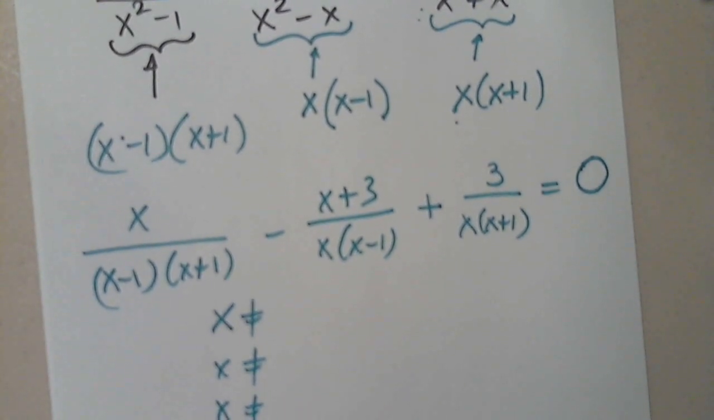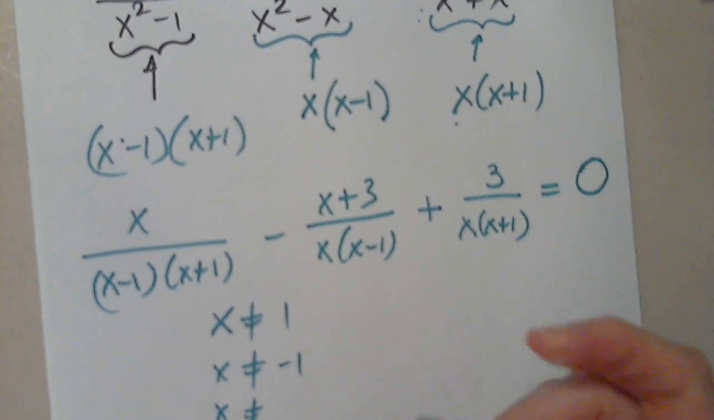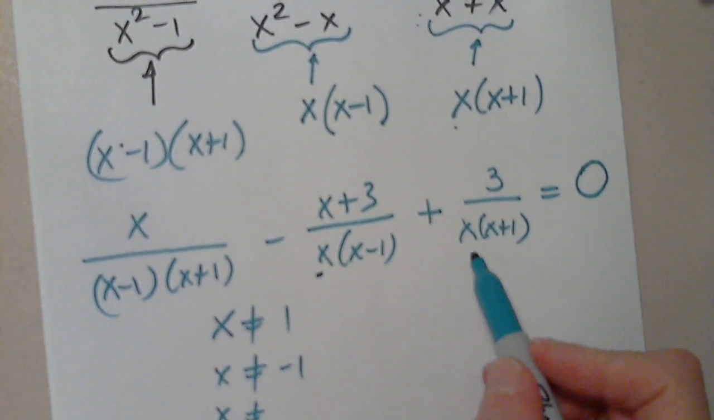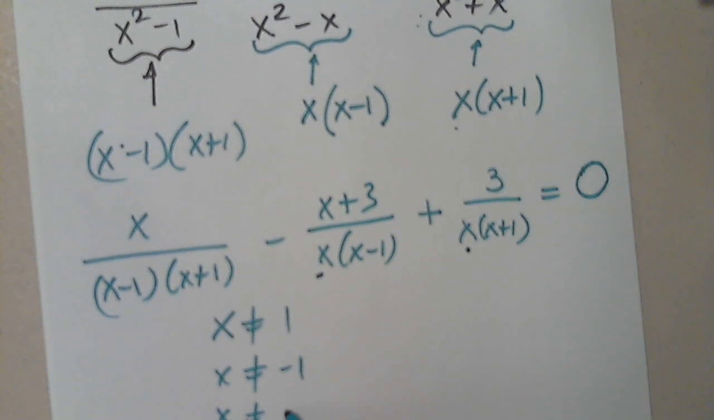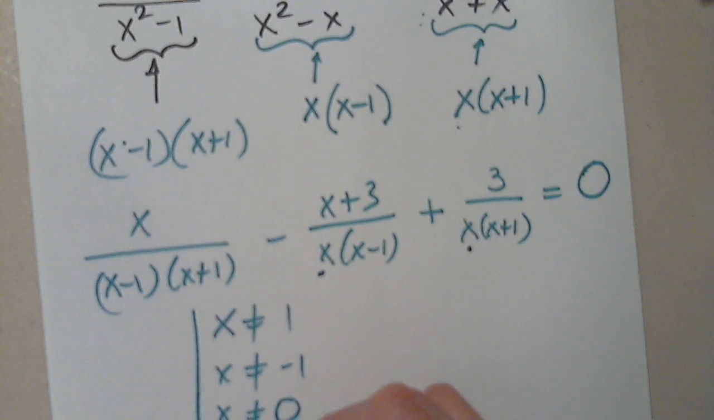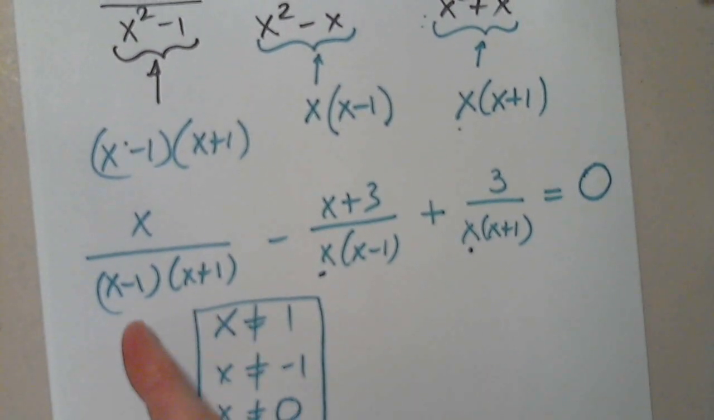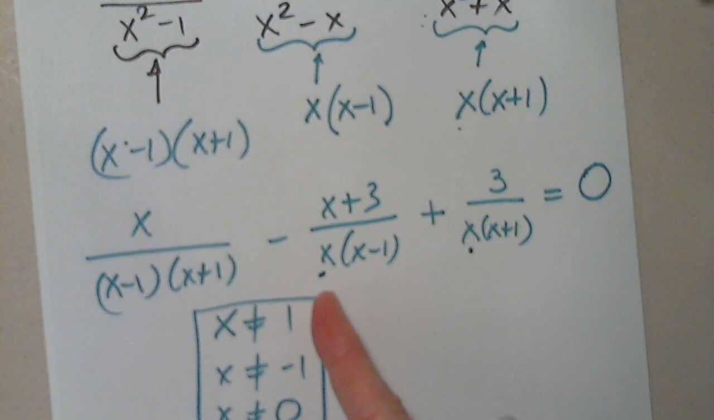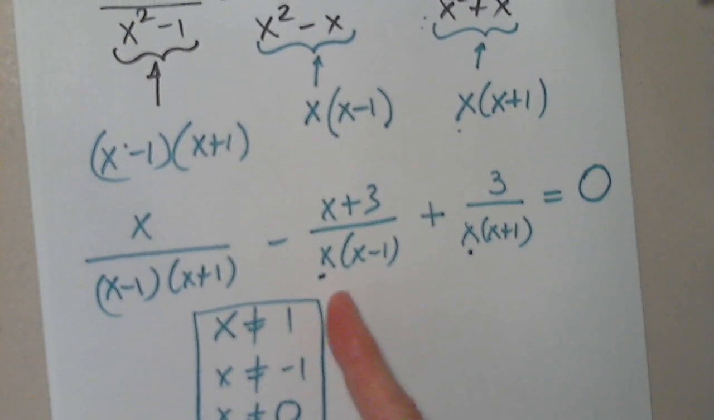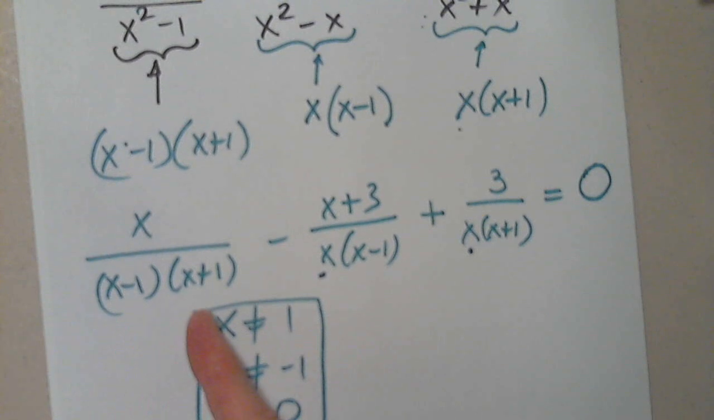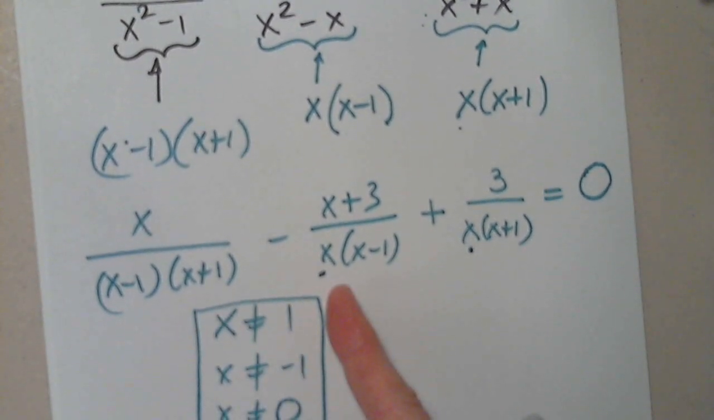I cannot continue before I state the restrictions. What are the restrictions for this equation? X cannot equal positive 1 and negative 1. X can't equal 0. Exactly. These are the three restrictions. One factor, the second factor, the third factor. Now this one repeats, this one repeats, this one repeats. So there are three different factors, three different restrictions.